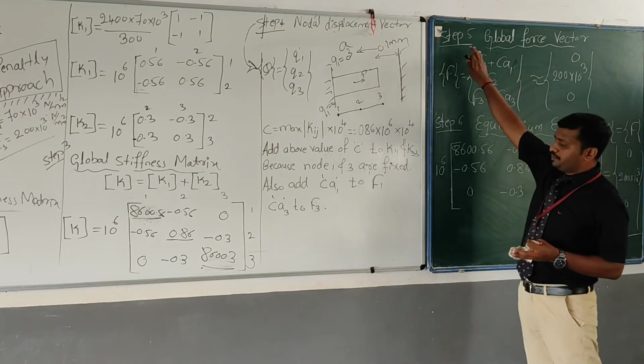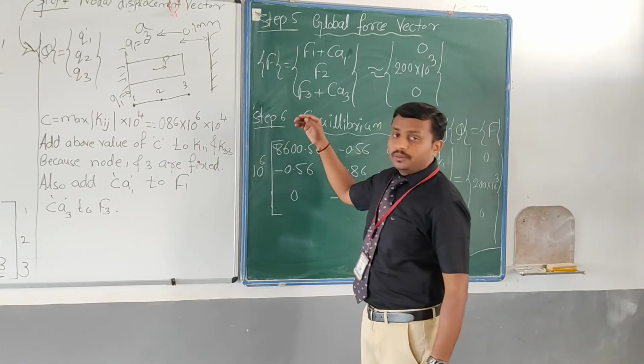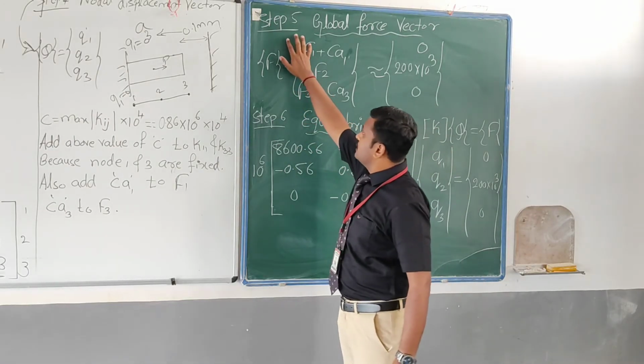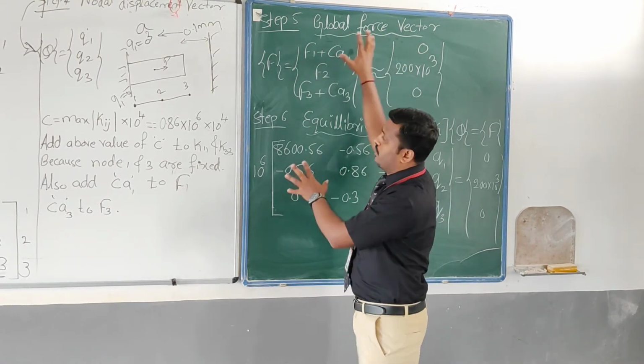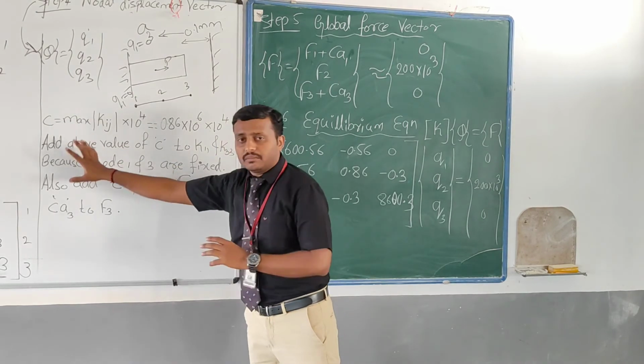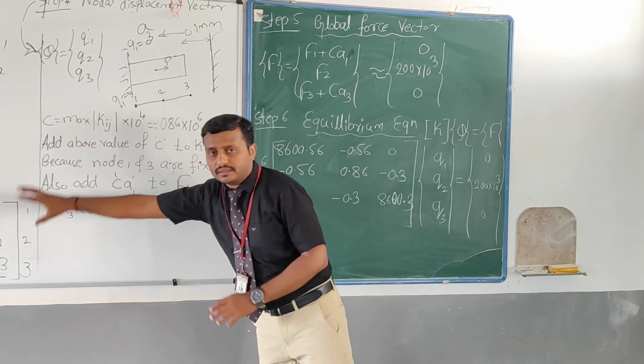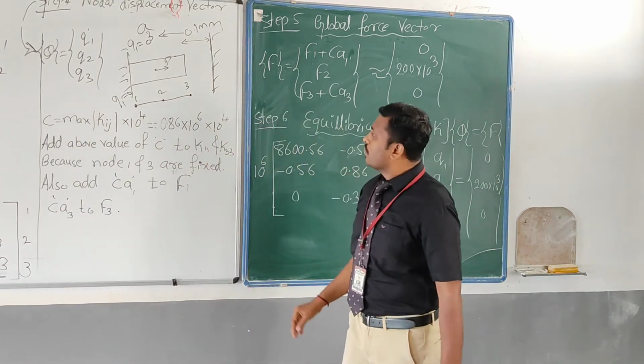Step number 5. Now, step number 5, that is the global force vector. So before coming to this, we have discussed how to find the parameter C and how to add it to the global stiffness matrix and what the value of A is also.